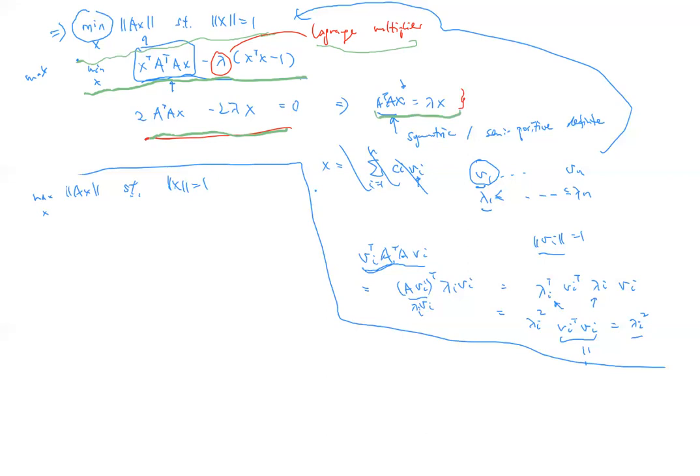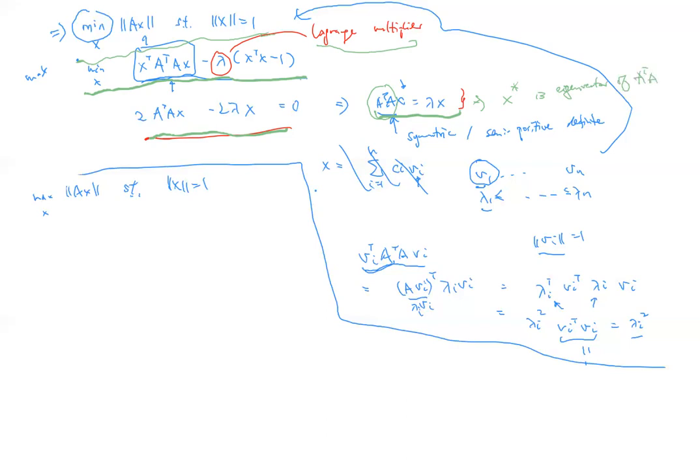It just means that my x here, the solution, should simply be an eigenvector of A transpose A, right? Because this is the definition of an eigenvector: you have a matrix multiplied by some vector equal to a scalar value times that vector. So this implies that x star, the optimum solution, will be just an eigenvector of A transpose A.